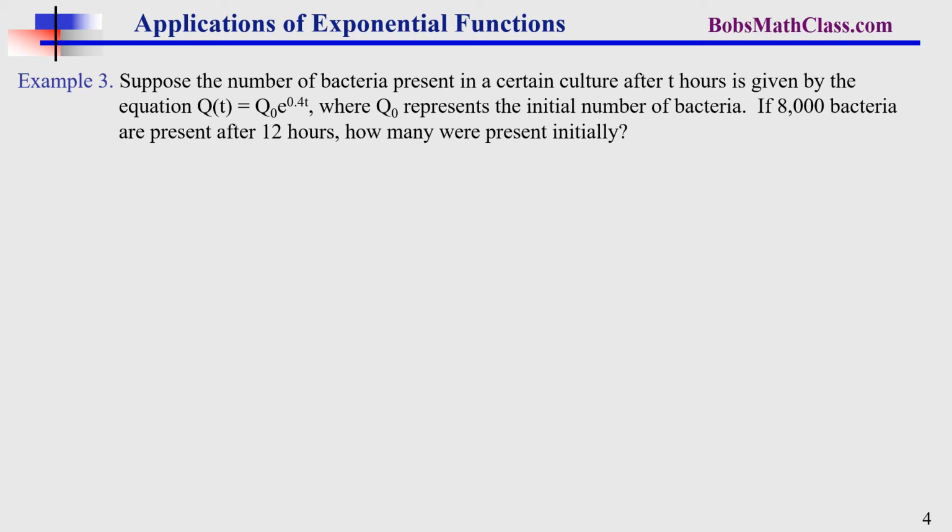So where is that 8,000 going to go? Right, it's going to go on the left-hand side. We don't know what Q naught is. That's going to remain Q naught. So here's our equation, 8,000 equals Q naught e to the 0.4 times 12.